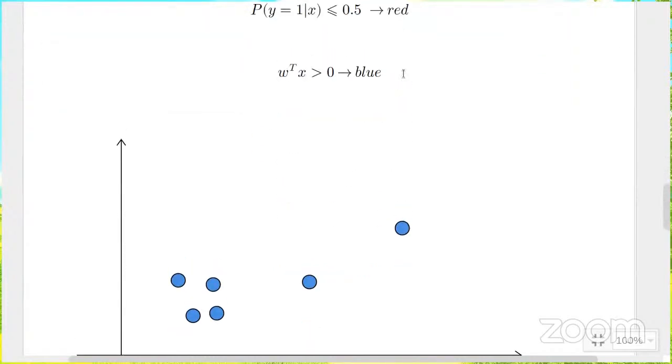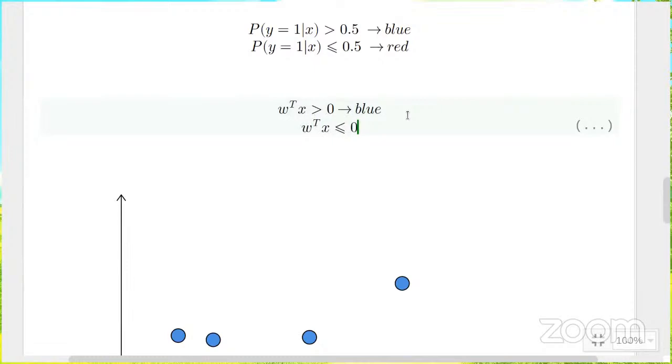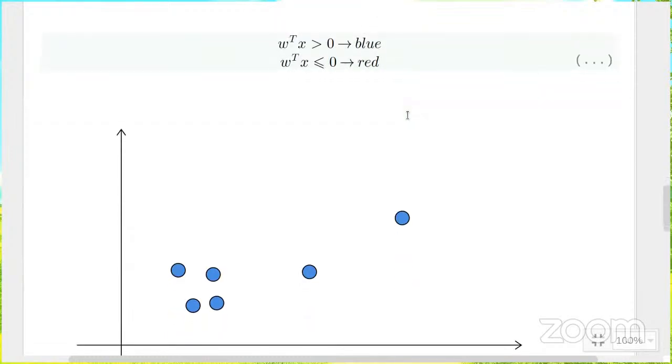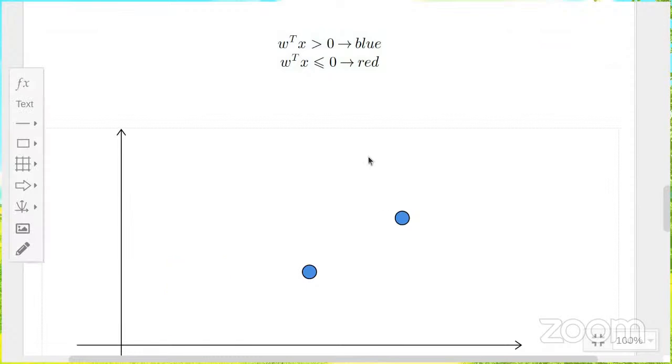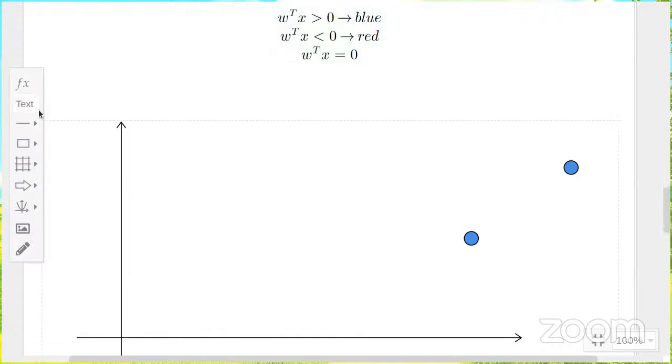Now, just for completeness' sake, less than or equal to 0, I'll color them as red. So forget all these. This W transpose X equal to 0 line is basically colorless, right? For the sake of our argument, assume that I color those that are less than 0 as red, greater than 0 as blue. So you will finally have one line, W transpose X equal to 0, and you can't determine the color of that line, right?